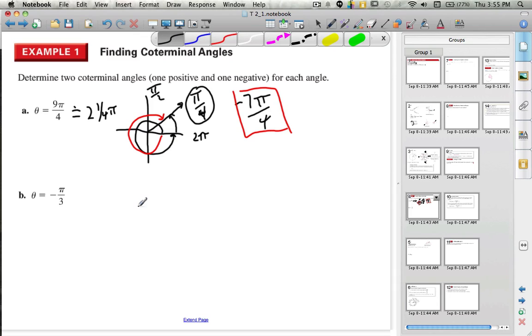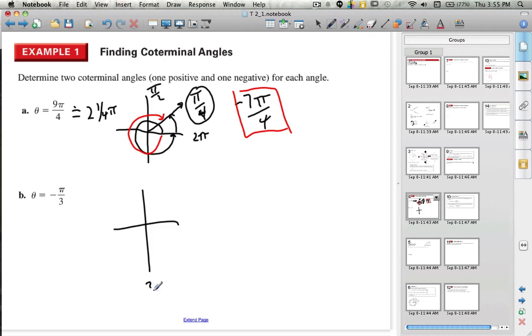Okay, if we work with this angle, negative pi over 3, so this is 3 pi over 2, and this is where negative pi over 2 would be. Negative pi over 3 would be right about here. So that's negative pi over 3, this angle here. If I wanted to find a positive angle, I could go around this direction, right? And again, that's pi over 3, this is pi over 3, less than 2 pi. 2 pi is 6 pi over 3, so 1 less would be 5 pi over 3.